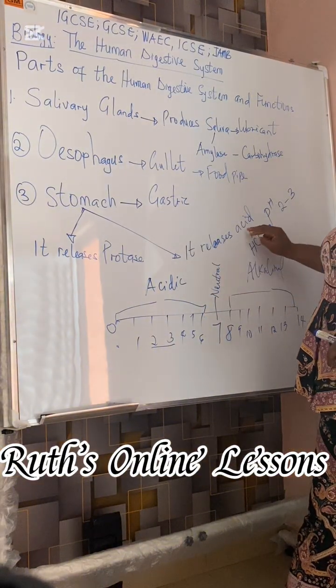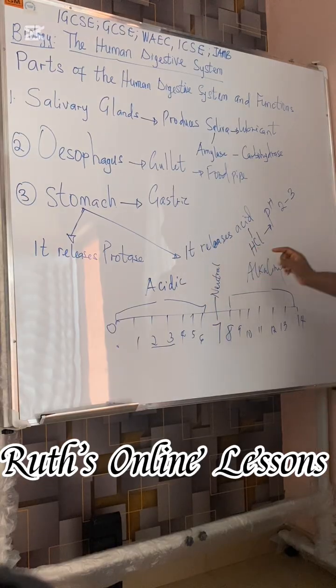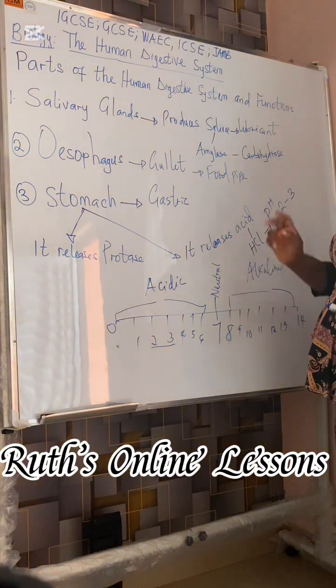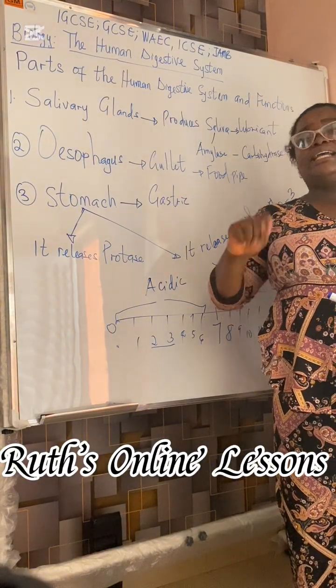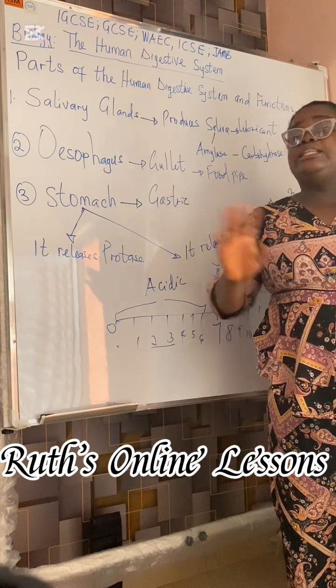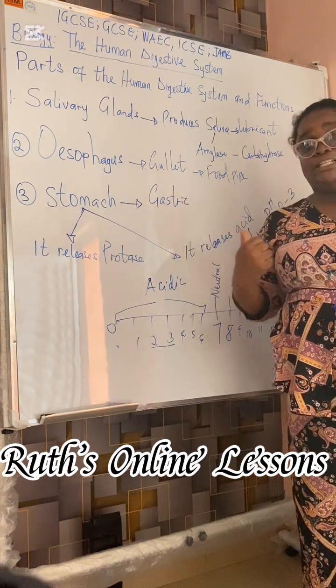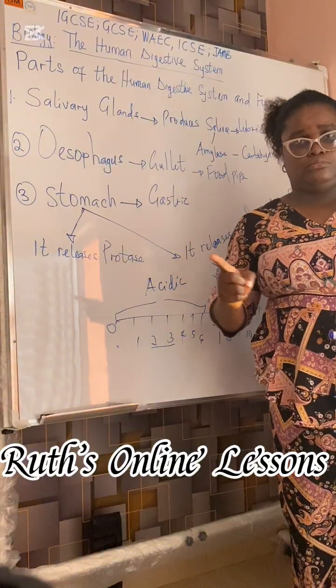The stomach also releases acid, hydrochloric acid. This is the pH of the acid, about 2 to 3, very concentrated. What does the acid do? Please, before I tell you what the acid does, let me tell you what the acid does not do. The acid released by the stomach does not directly break down food.